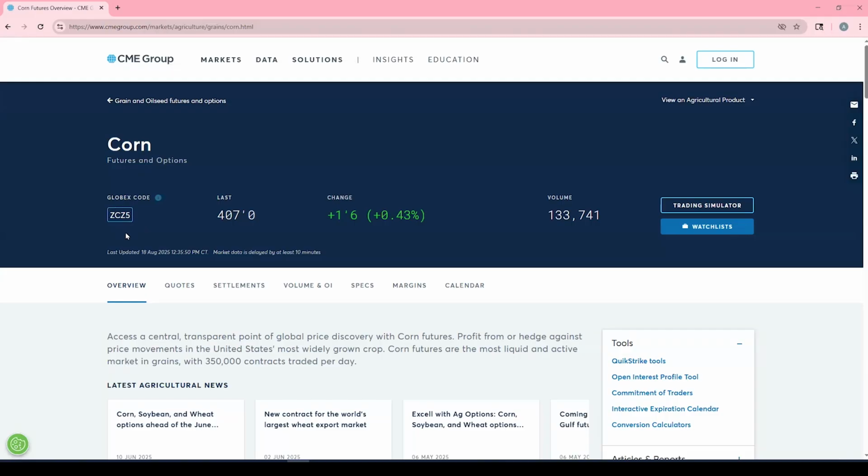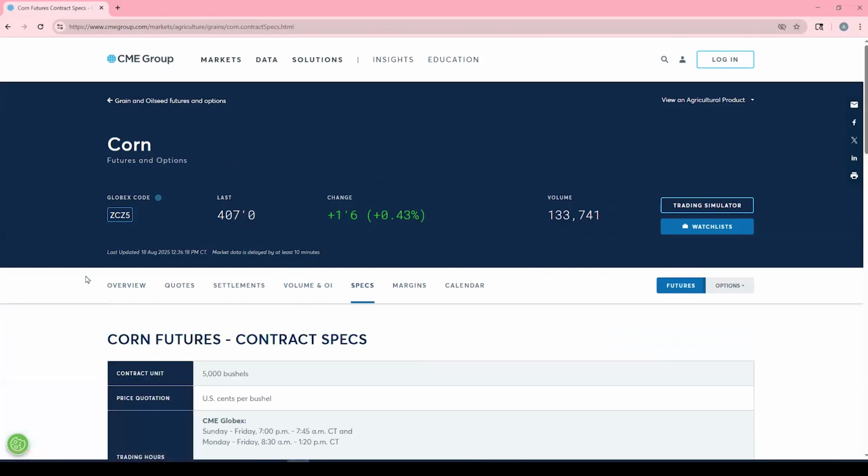ZCZ5 is the trading symbol for the December 2025 corn contract. Last is the most recent trade price for the commodity. In this case, the December contract traded at $4.07. That is a change from the previous session of 1 3/4 cents. Volume gives an indication of the number of contracts that have been traded in this session.